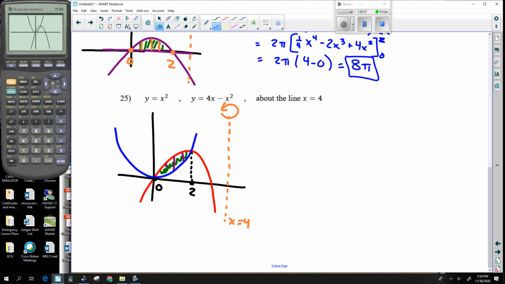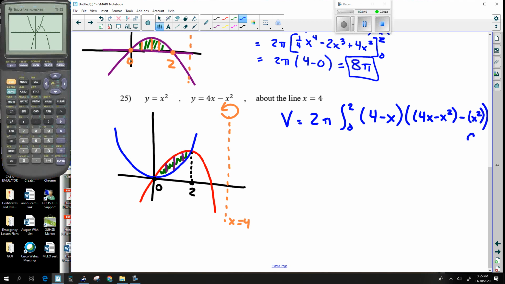Okay, again, they want the shell method, so we're going to go top minus bottom from 0 to 2 around x is equal to 4. Okay, so here we go. Top is the negative parabola. Bottom is the happy parabola. So this is, oh man.